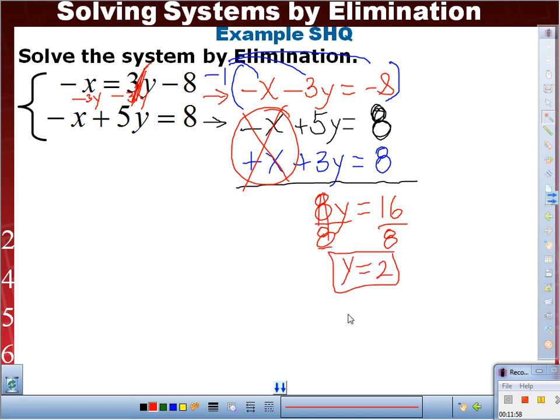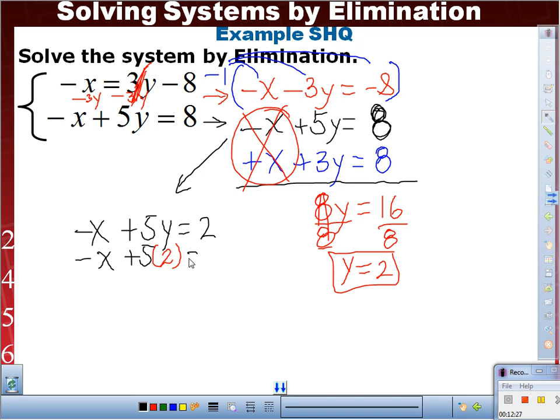From there, where do I substitute? Either one. Which one do you want me to use? Top one. Okay, so negative x plus 5y equals 8, but instead of y, I'm going to open up parentheses right underneath so I know what I'm substituting and what I need to bring down. So I need to bring down the negative x, the plus, the 5 equals 8. We're left with negative x plus 10 equals 8.